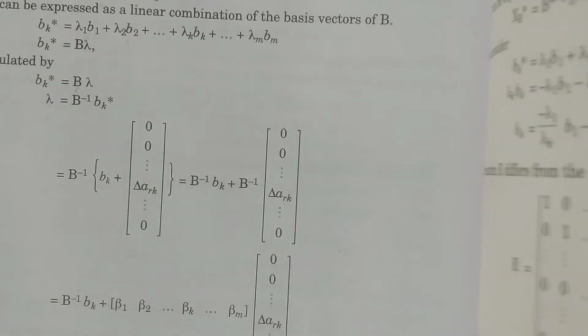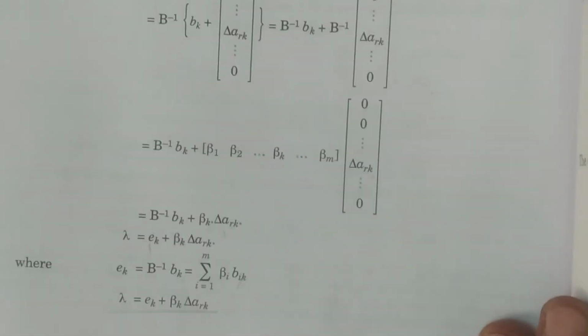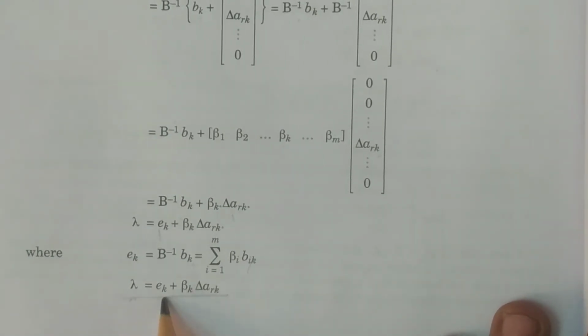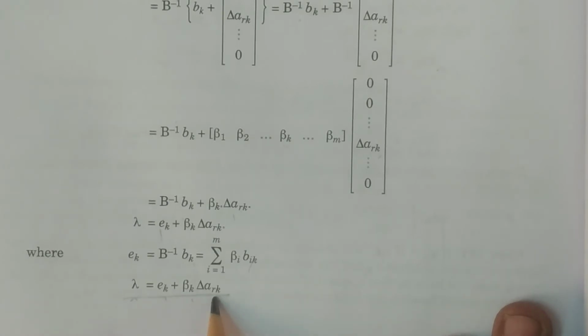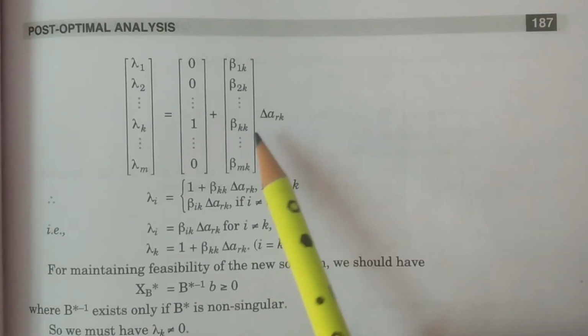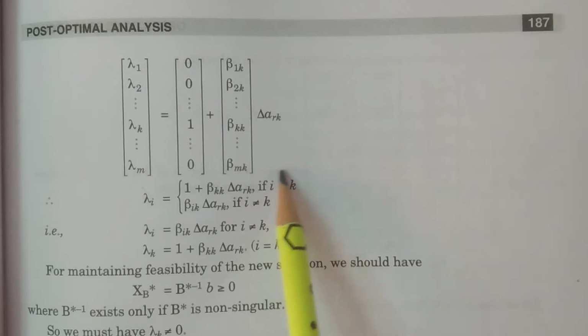Have you understood? This is just an explanation of the expanded form. Delta lambda is equal to ek plus beta k into delta rk. Lambda is equal to ek, where we have considered the kth vector of the identity matrix, plus beta k, that is in the B inverse, the kth column vector. Delta rk is an element, the change in rk, that is one of the elements in the coefficient matrix. That is this explanation.